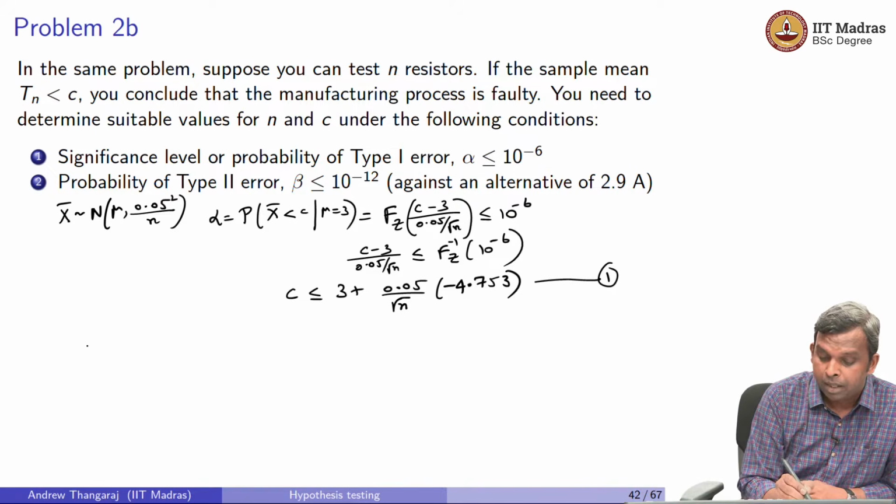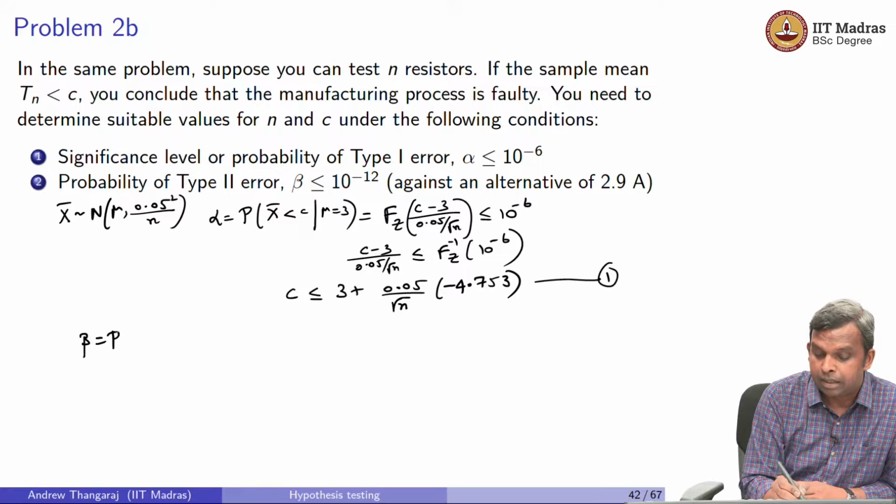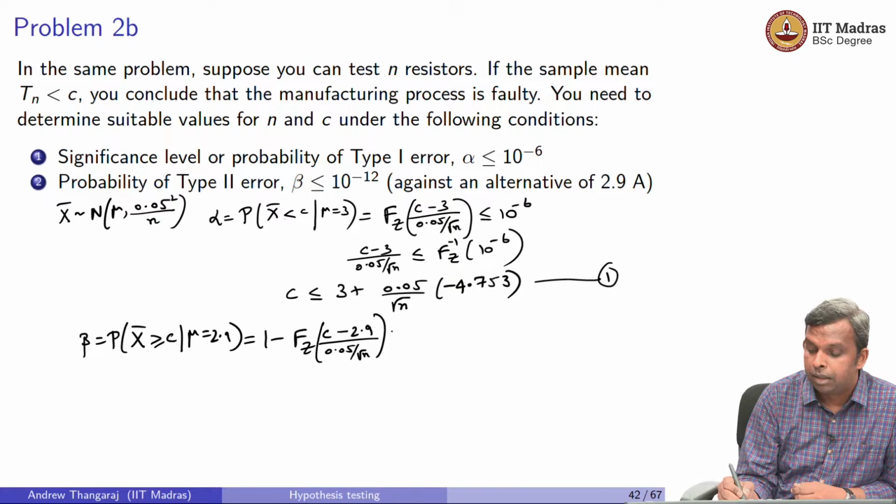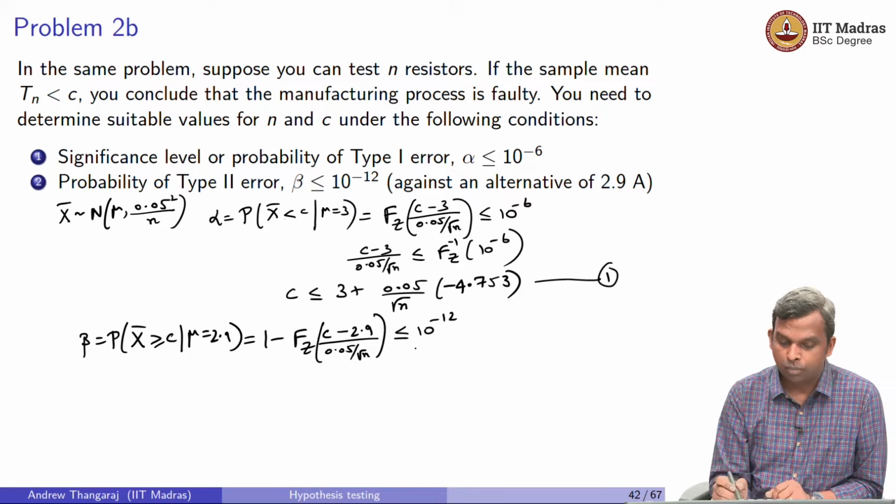What about beta? Beta is the probability that x bar is greater than, maybe this one was less than or equal to c. No, greater than. That's okay. So greater than or equal to c given mu equals 2.9, and that will work out as 1 minus Fc of (c minus 2.9) by (0.05 by root n). Okay, thus that will have to go less than or equal to 10 power minus 12.